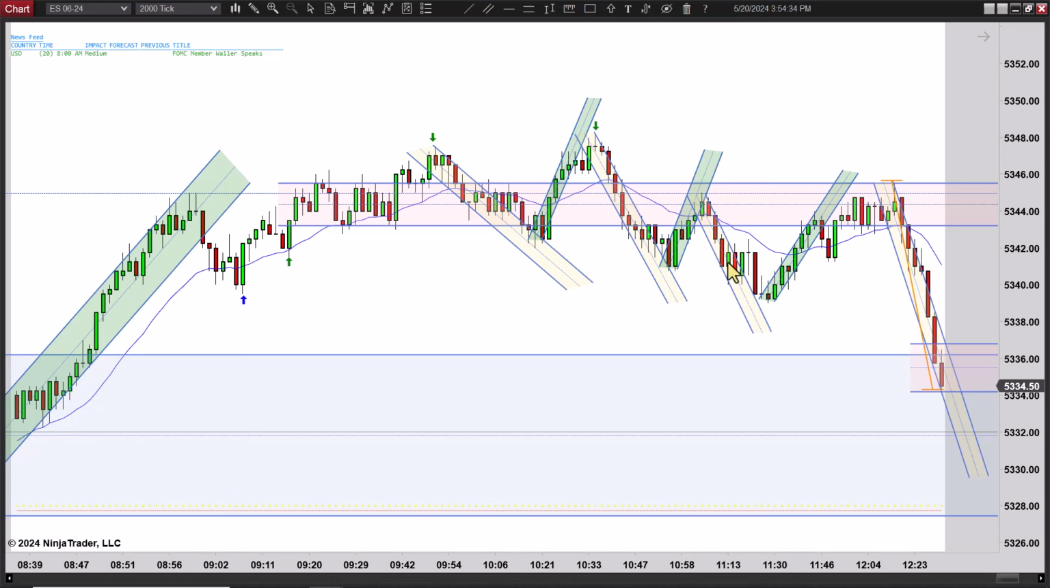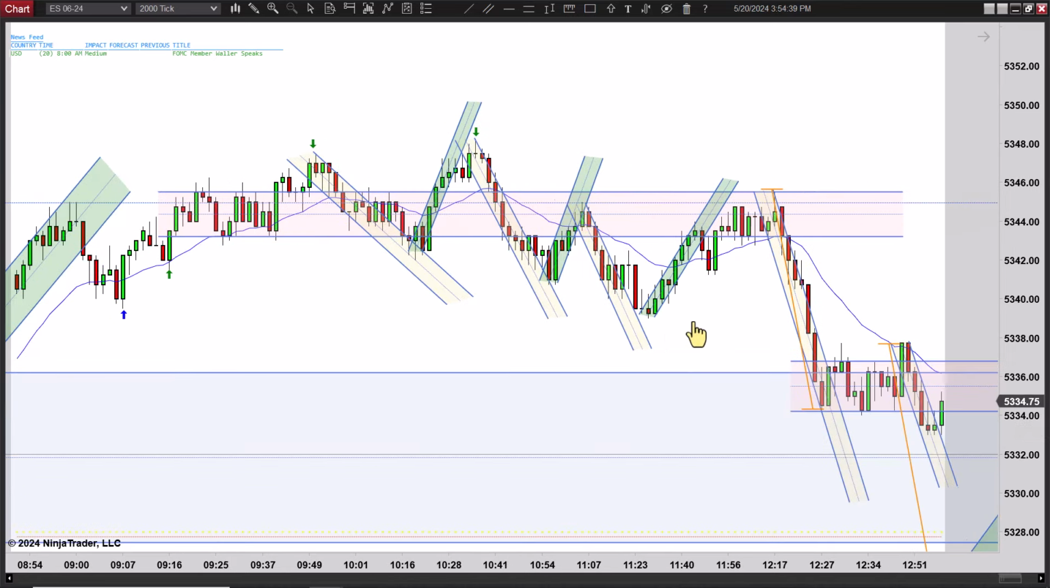And no setup here to the short side. Break, new low, and it reverses. No setup to go long there. Break, and you get this channel. Break, new high, and again, no setup here.